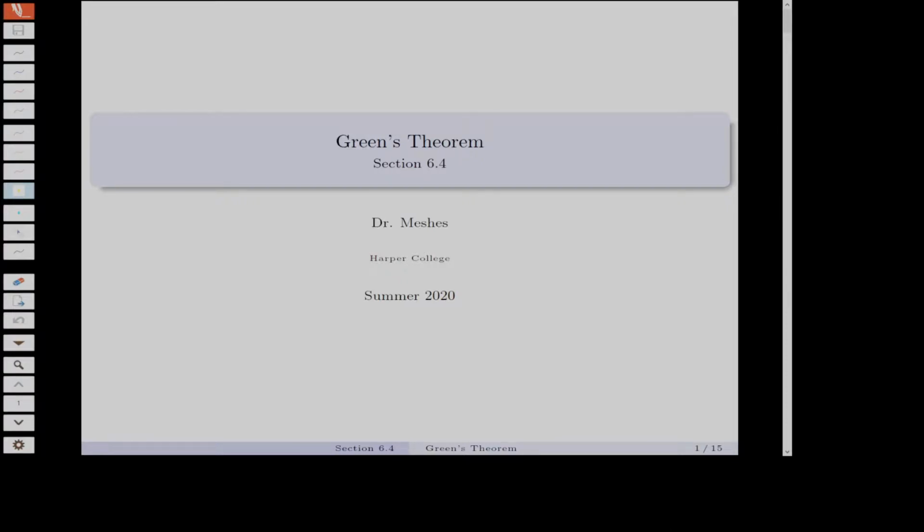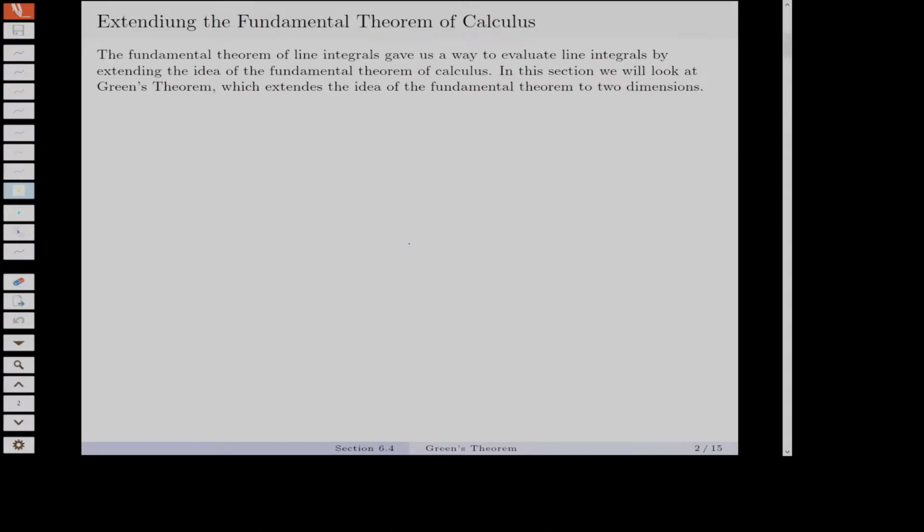Today we're going to talk about Green's theorem. So let's go ahead and take a look. What I want to do to begin with is to give you a little bit of background as to what motivates this. So let's think back to the fundamental theorem of line integrals.